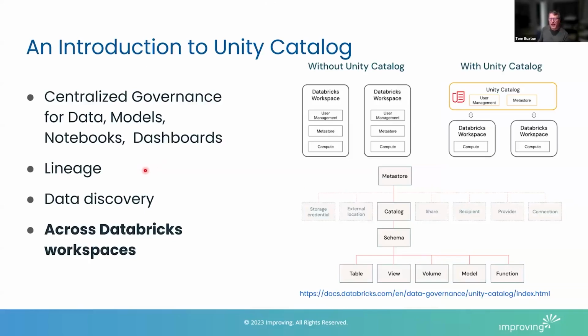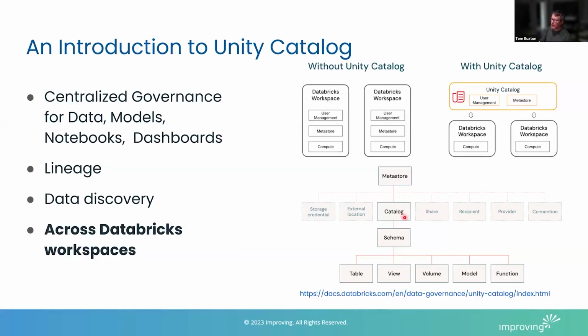Unity Catalog is a unified open governance solution for data and AI built on the Databricks platform. Before Unity, we had to basically use the traditional Metastore, which was limited to a particular workspace. Now with Unity, we have user management and Metastore spanning workspaces, which is a huge step forward, providing lineage and data discovery across our workspaces.